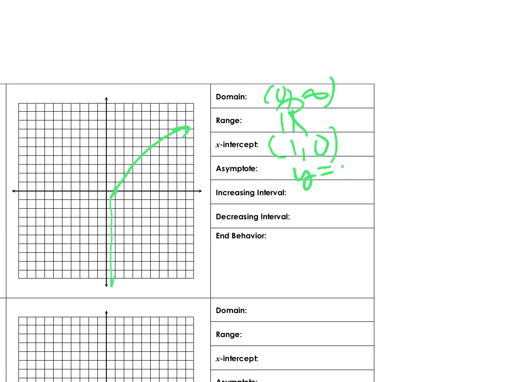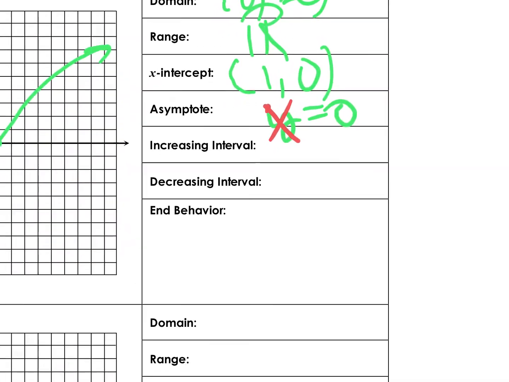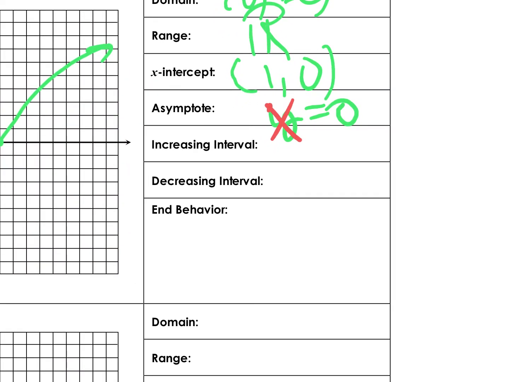Y equals to 0 is still my... Oh, what am I doing on every one of those? Yeah, it was x equals to 0. Did anybody catch that on the other two problems? I feel ridiculous. That's what happens when you're working at 5 in the morning.